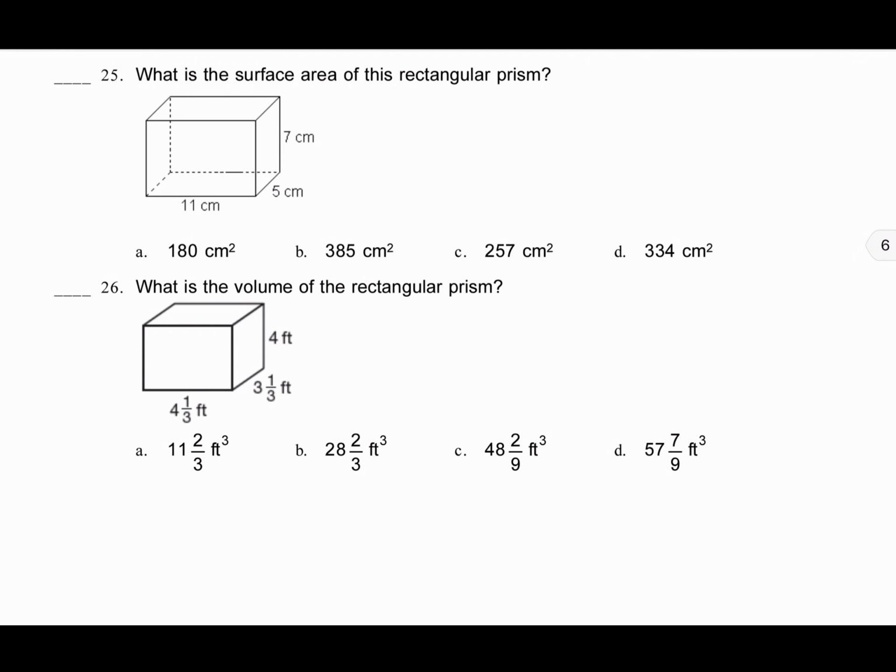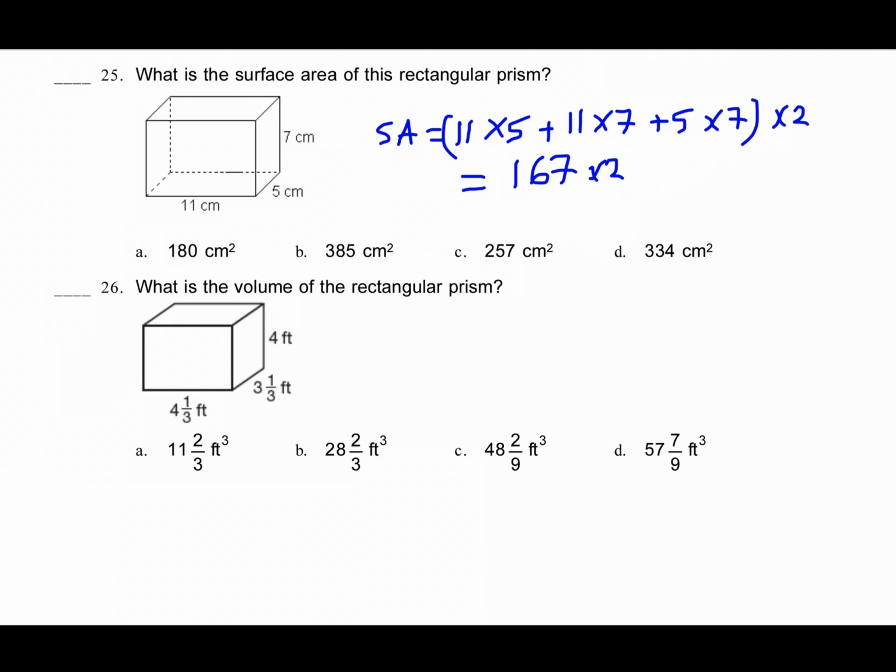Next question. What is the surface area of this triangular prism? Surface area: length times height plus length times width plus width times height, all times 2. So it's 11 times 5 plus 11 times 7 plus 5 times 7, all times 2. So 11 times 5 is 55, 11 times 7 is 77, 5 times 7 is 35, all times 2. So it would be 167, all times 2, which is 334. The answer is D.